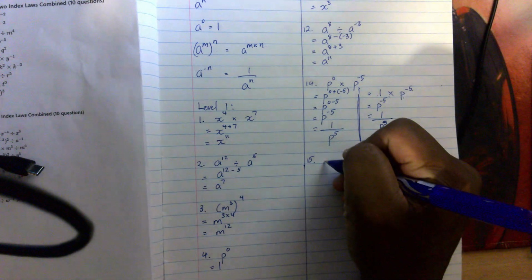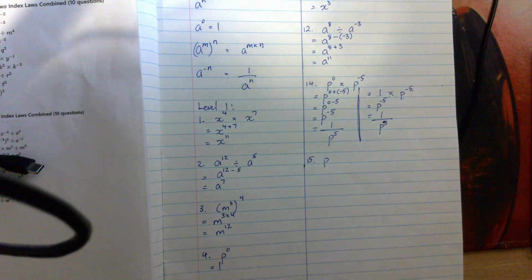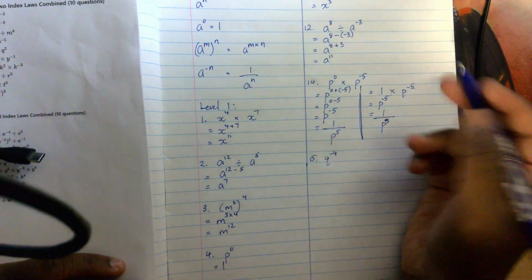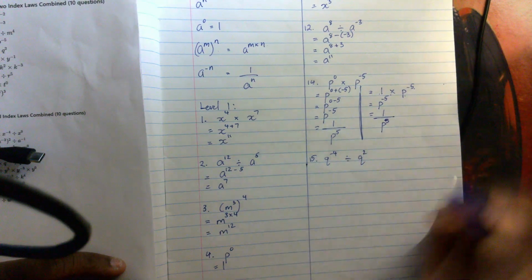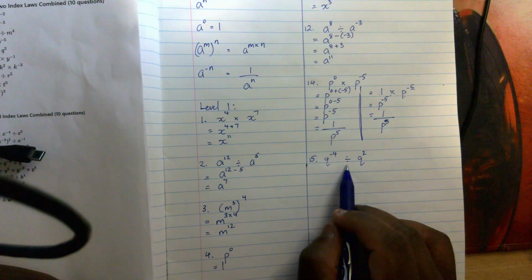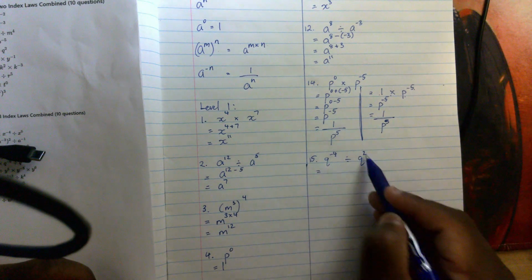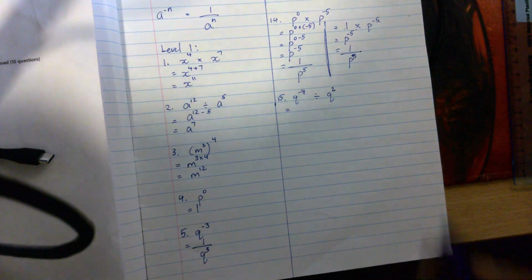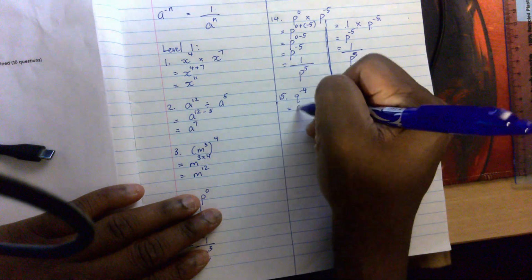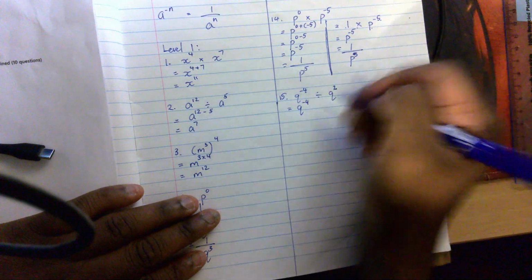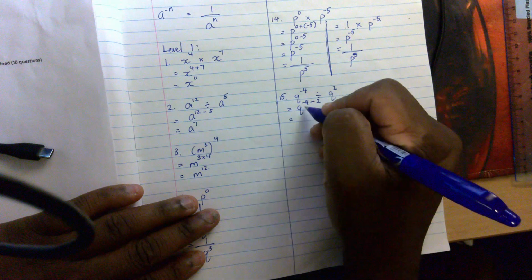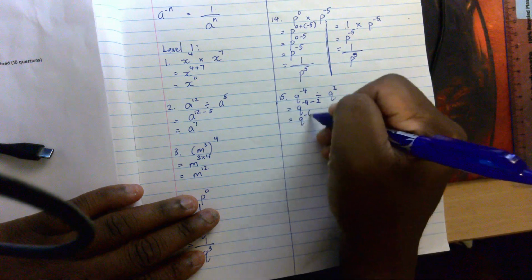Question 15. Again, I don't know my p's from q's. Let's try that again. Q to the negative 4 divided by q squared. Again, since we're dividing, we're going to take those powers away, because that's my law here. We're dividing, we take the powers. So we're going to have q to the negative 4 take positive 2. We know that negative 4 take 2, well that's negative 6.